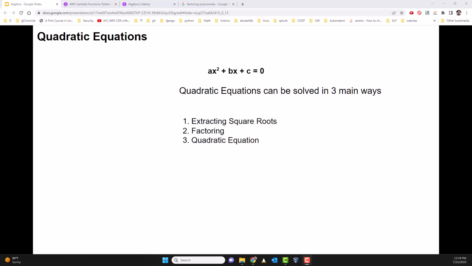Let's take a break. When we come back, we'll take a look at extracting square roots and move through the rest of these methods.